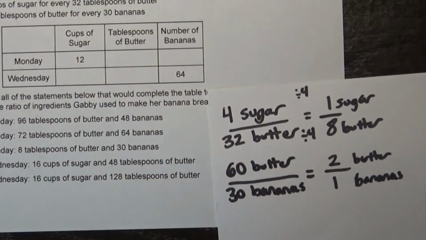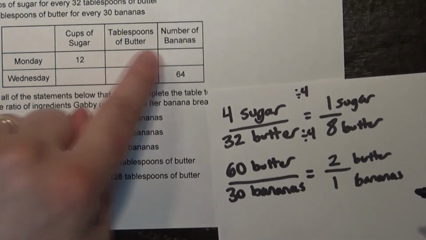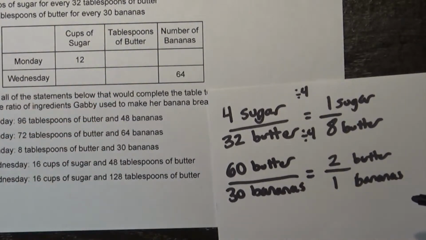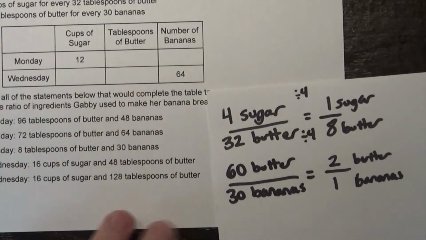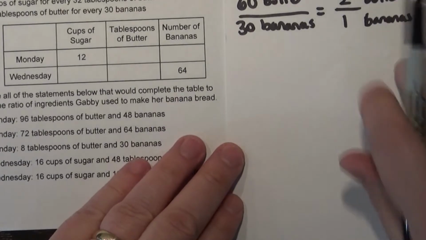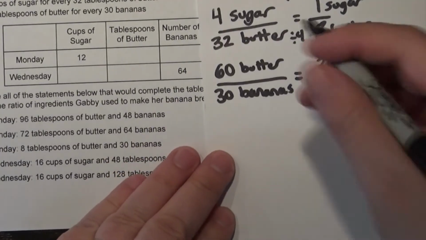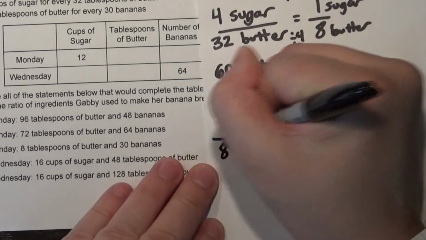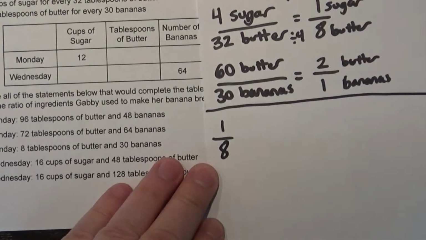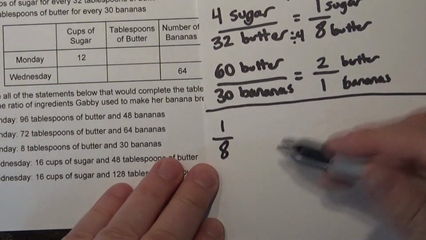Now that I have my reduced ratios here, I'm just going to create 4 separate equivalent ratios, 1 for each one of our 4 boxes. Let me start off with sugar to butter. I know that my sugar to butter ratio is 1 to 8, right? So I have 1 to 8. I'm going to separate that. So this is like my reduced ratios. Now I'm doing the work to fill in the boxes. So I have 1 to 8 sugar to butter. I'm just going to write S to B.